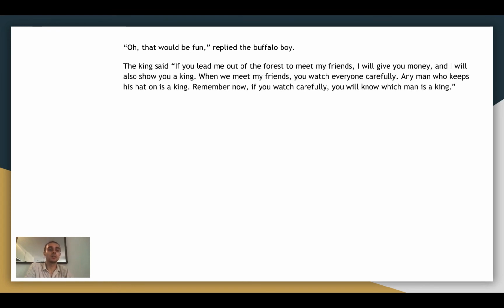The king said, "If you lead me out of the forest to meet my friends, I will give you money, and I will also show you a king. When we meet my friends, you watch everyone carefully.